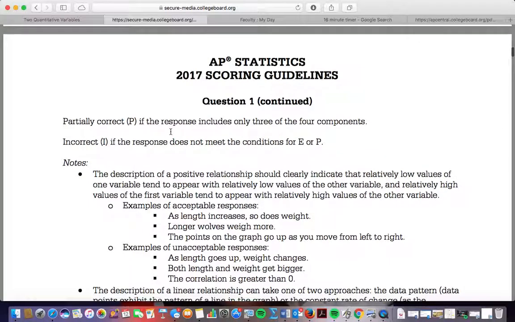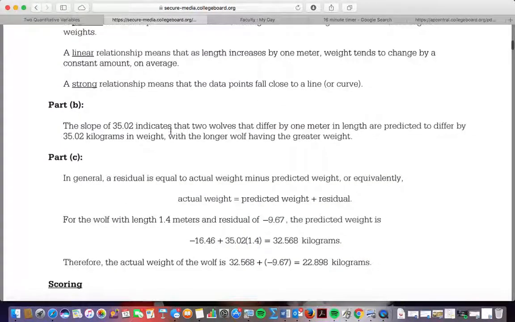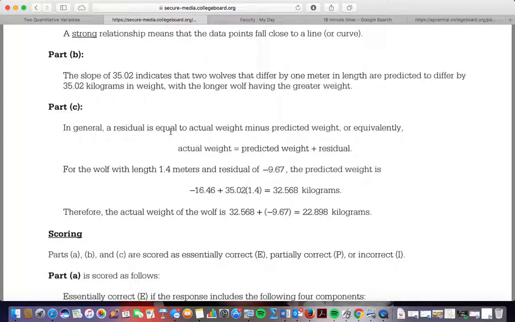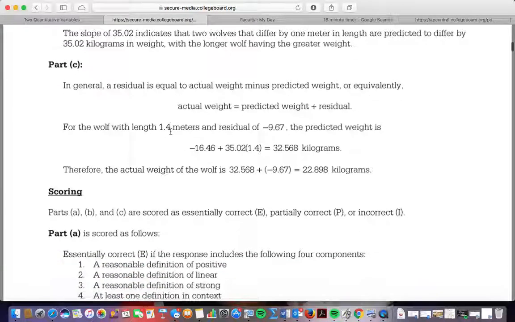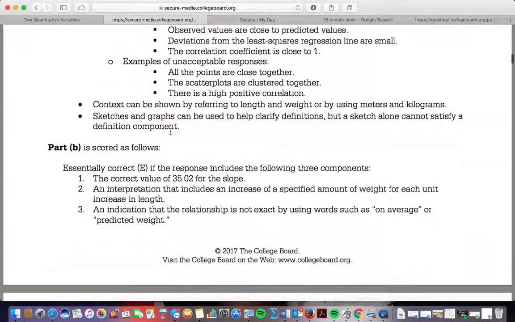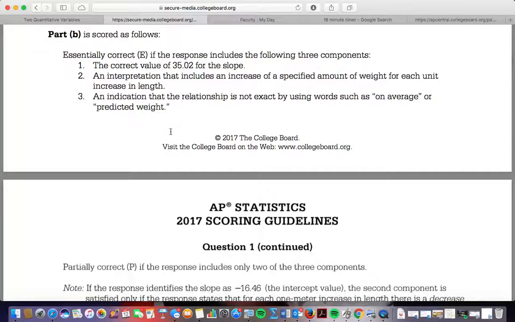Okay? All right, let's look at part B. Part B, this is an example. The slope of 35.02 indicates that 2 wolves that differ by 1 meter in length are predicted to differ by 35.02 kilograms in weight, with the longer wolf having the greater weight. Okay, so let's talk about what you need in there for your credit. Okay? This is an essentially correct answer.